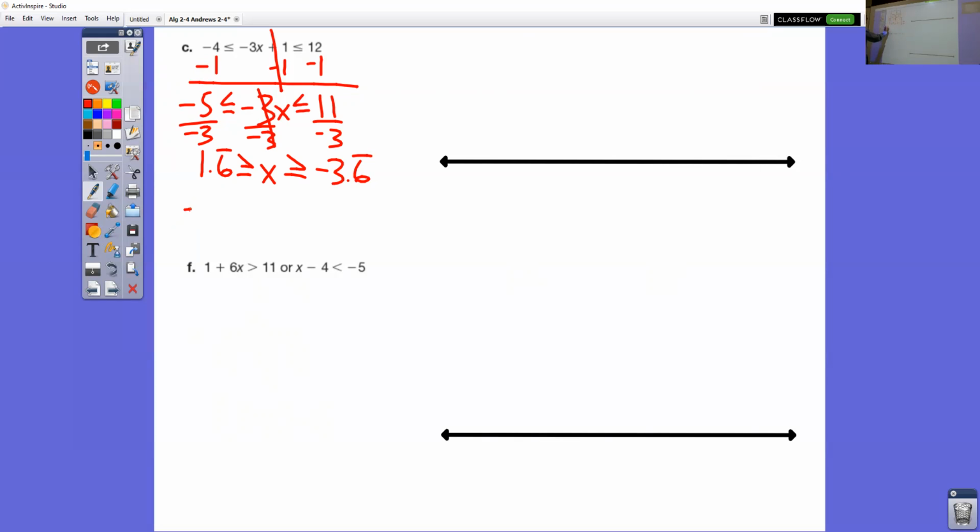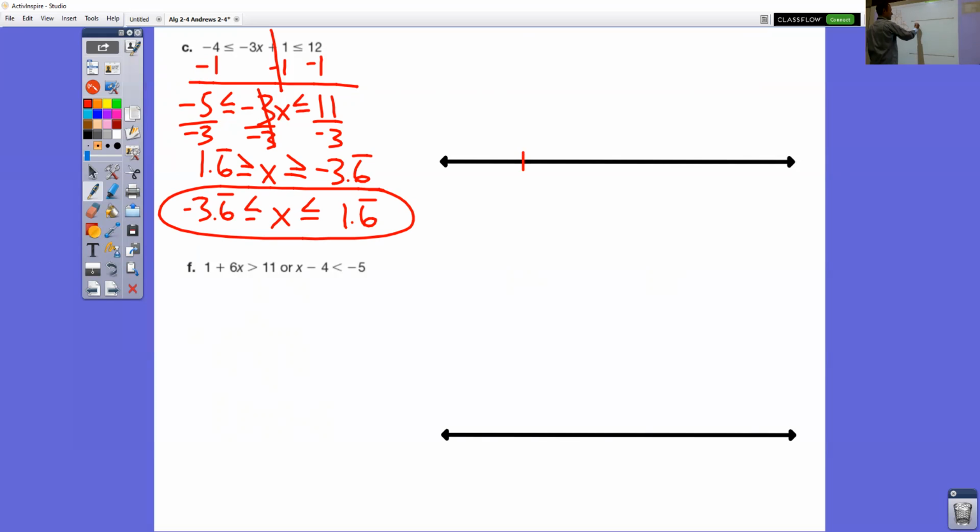Remember, we always want our smallest number all the way over to the left and our biggest number all the way over to the right. Our x stays in the middle. When you flip around the order, you have to flip the signs as well. Remember, we want less than symbols. So this is what we would be having as our answer.